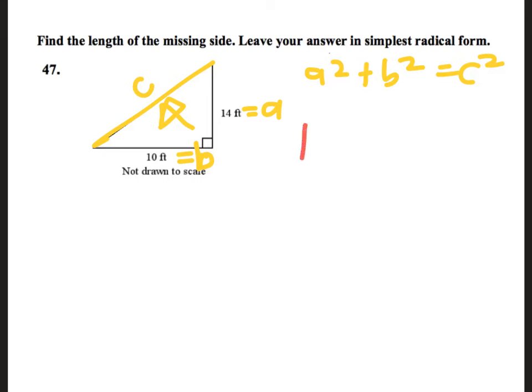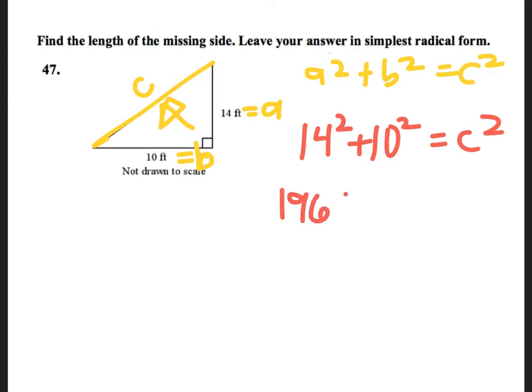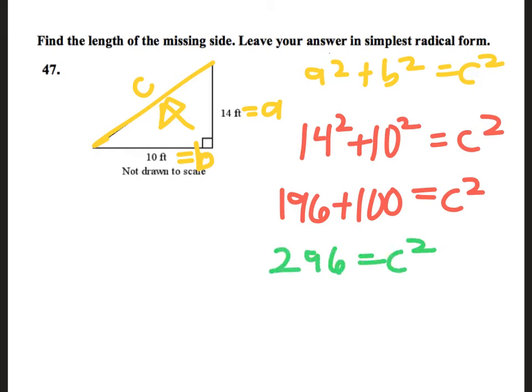Alright, so we have 14 squared plus 10 squared equals c squared. If I square 14, I get 196 plus 100 equals c squared. If I add those together, we get 296 equals c squared, and then we have to go ahead and take the square root of both sides. Alright, I cannot take the square root of 296 and get a perfect square, so that means I have to simplify my square root of 296.